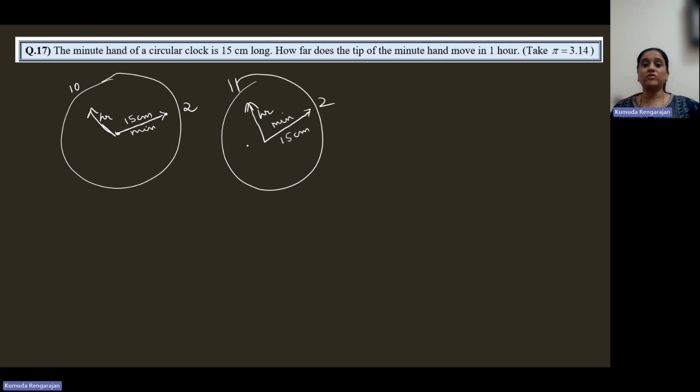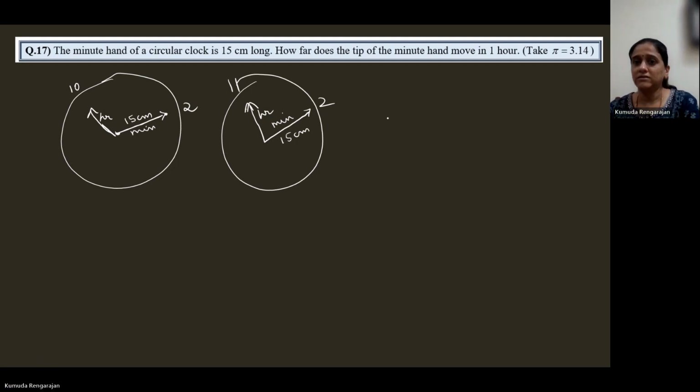Okay. So you have to find out the distance traveled by the tip of the minute hand in 1 hour. In 1 hour, the minute hand goes one full circle. I'll repeat that. The tip of the minute hand will trace a complete circle in 1 hour.